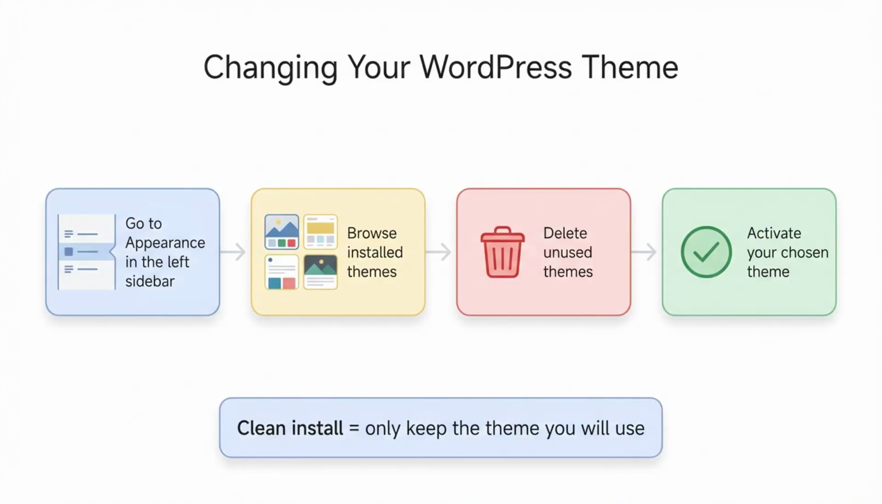Now, let's talk about changing your theme. Head to Appearance in your WordPress sidebar. You'll see all currently installed themes. The important thing here is to delete the themes you're not using. Having extra inactive themes clutters your installation and can even pose security risks. Keep only the theme you plan to use, activate it, and you're ready to start customizing.